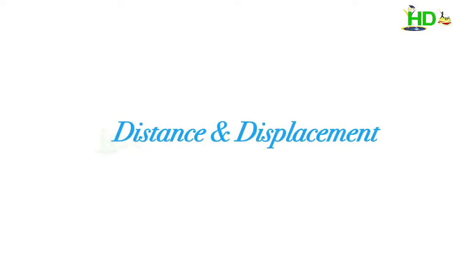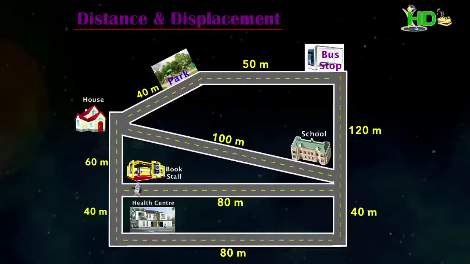Distance and displacement. The length you traveled may differ from the position where you are. For example, consider this map: this is your house, this is the bookstall, and this is your school. The distance between your home and the bookstall is 60 meters. Bookstall and school is 80 meters. And the distance between your house and school directly is 100 meters.